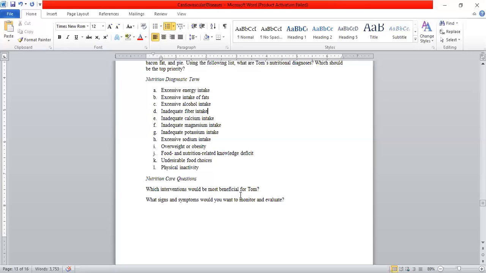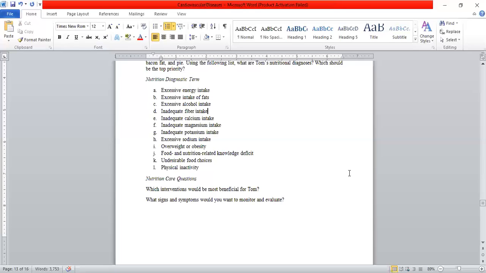Then lastly, the other question is about what signs and symptoms you would want to monitor and evaluate. Sarah, what would you like to monitor if Tom was your client as a nutritionist? The weight. The weight, that is correct. Another thing, blood pressure. The blood pressure is high, so that should be monitored. When he comes back again, you really need to see whether his pressure is controlled or not.